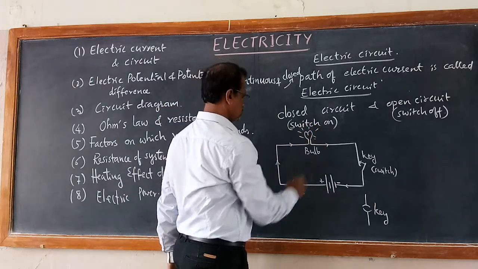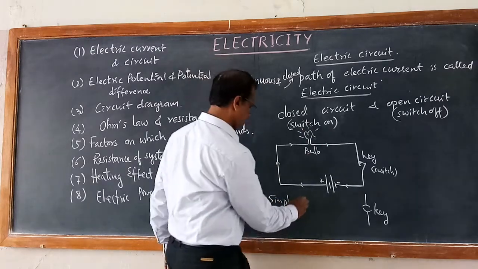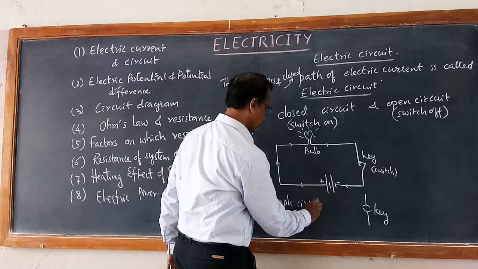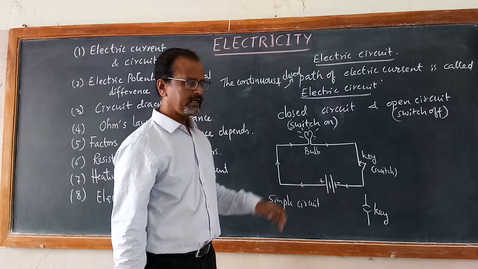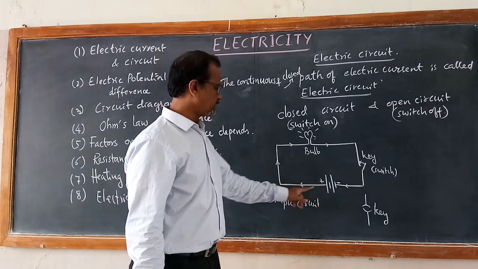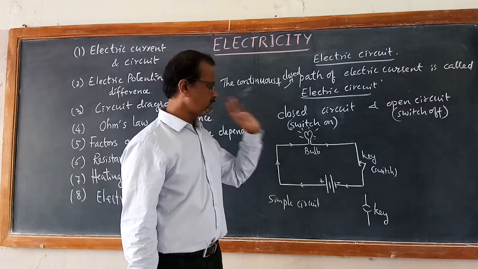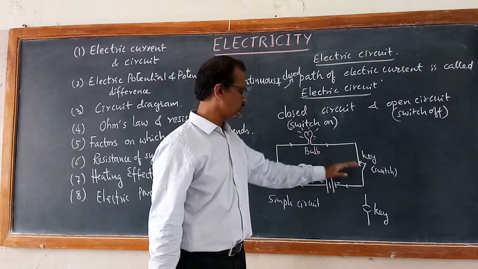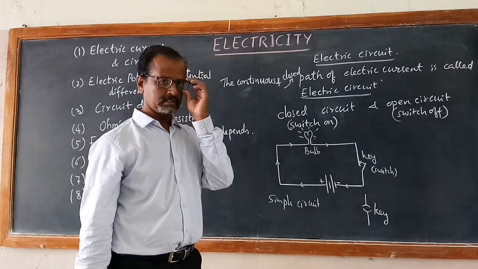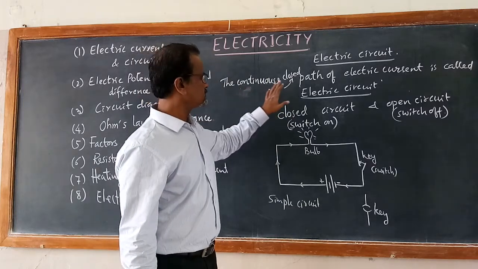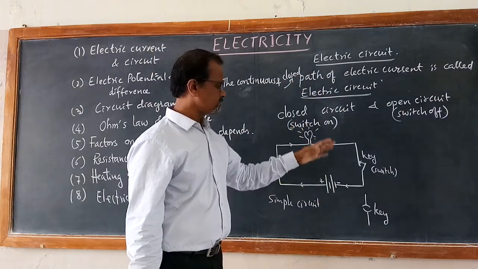So this is called a simple circuit. You have learned this already in lower classes. A simple circuit consists of cells, the source of electric current, battery or cells, then a conducting wire or conductors, then a bulb and a switch. Bulb, switch, battery and connecting wires together constitute a simple circuit. So a simple circuit is just a continuous and closed path of electric current.